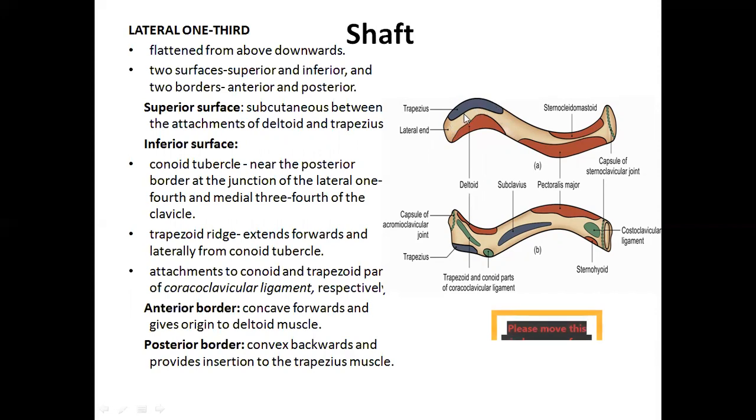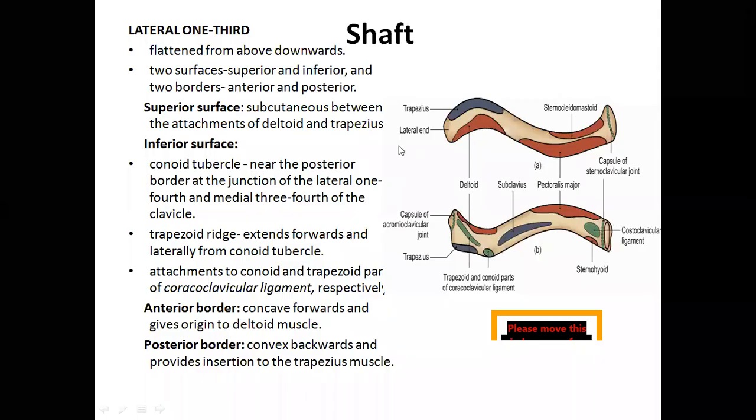Two surfaces it has, superior surface and inferior surface. When you see from above, it is the superior surface. When you see from below, it is the inferior surface. It has two borders, anterior border and posterior border. When you hold it from the inferior aspect, this becomes the anterior border and this becomes the posterior border. The superior surface, you can feel on your own bone, the clavicle, which is subcutaneous, between the attachment of these two muscles. What are those? Deltoid and trapezius.